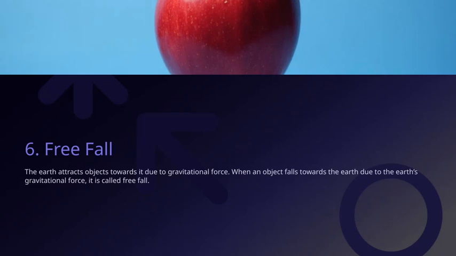Let's talk about free fall. When we think about objects falling towards the Earth, the main force at play is gravity. The Earth pulls objects towards it with this force, which is what causes things to fall. Now, when an object is falling solely because of this gravitational pull, without any other forces like air resistance significantly affecting it, we call that free fall. It's a fascinating concept because it helps us understand how gravity works in a very pure form. This idea connects to the overall theme of exploring forces and motion, giving us a clearer picture of how objects behave under the influence of gravity alone.